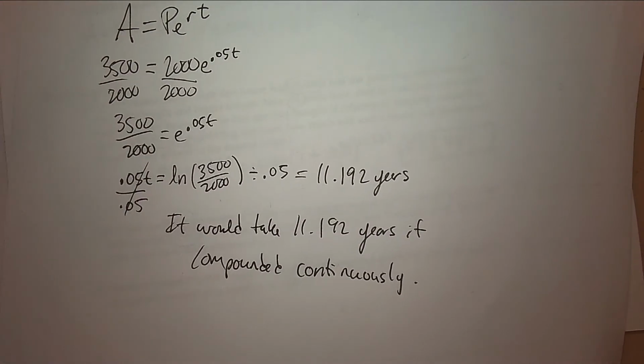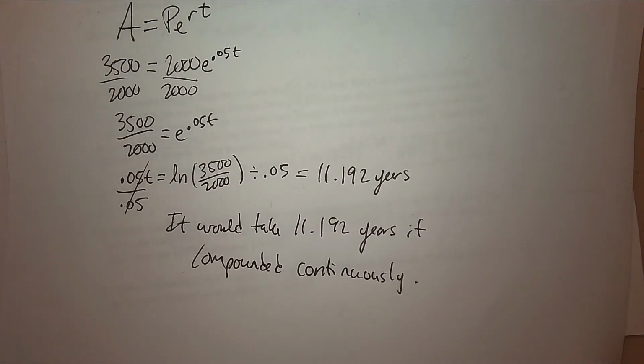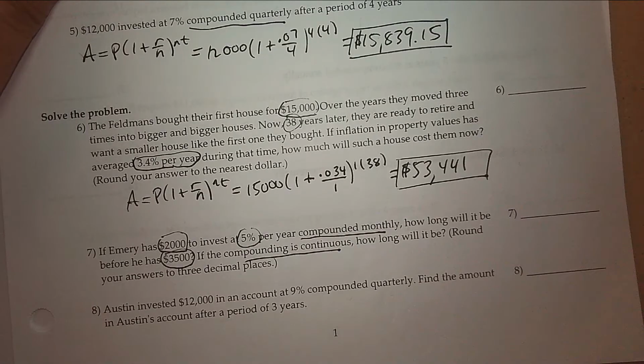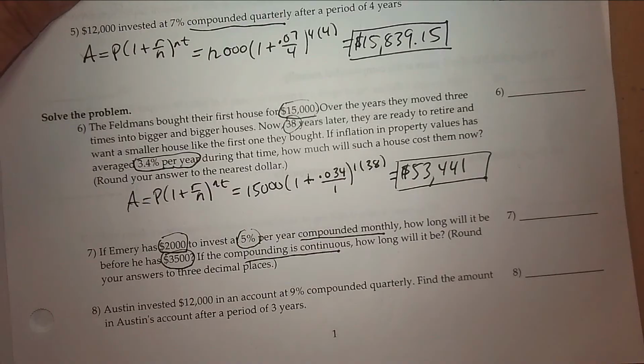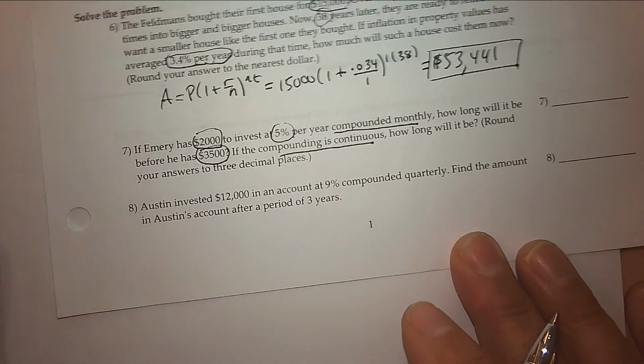All right, so there's number 7. Again, there's no way I left enough room to answer number 7, so it's on a separate piece of paper. All right, next one, number 8. There might be enough room for number 8. Let's see.